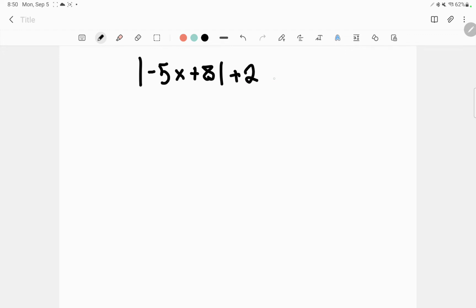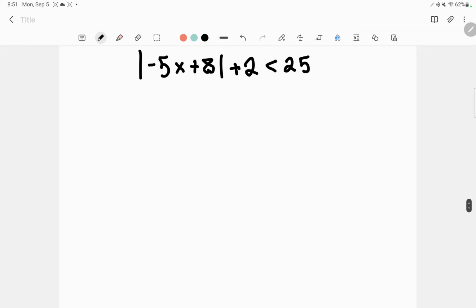Plus 2 is less than 25. Now, this is going to be not complicated, but it's going to be changed a little bit. So first things first, I cannot work this problem because if you notice, I have this 2 right next to my absolute value. That cannot happen. I need to have my absolute value alone so I can do the problems. So I'm going to have to fix that real quick.